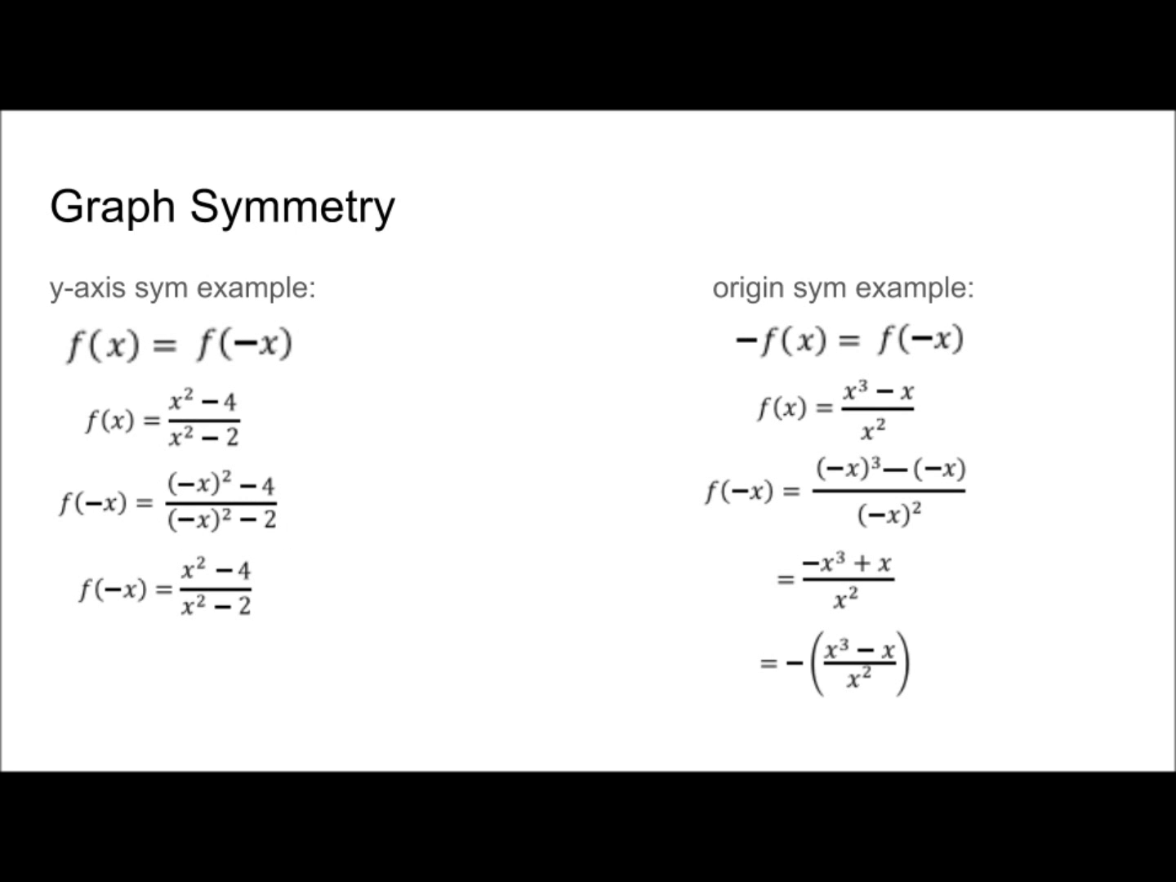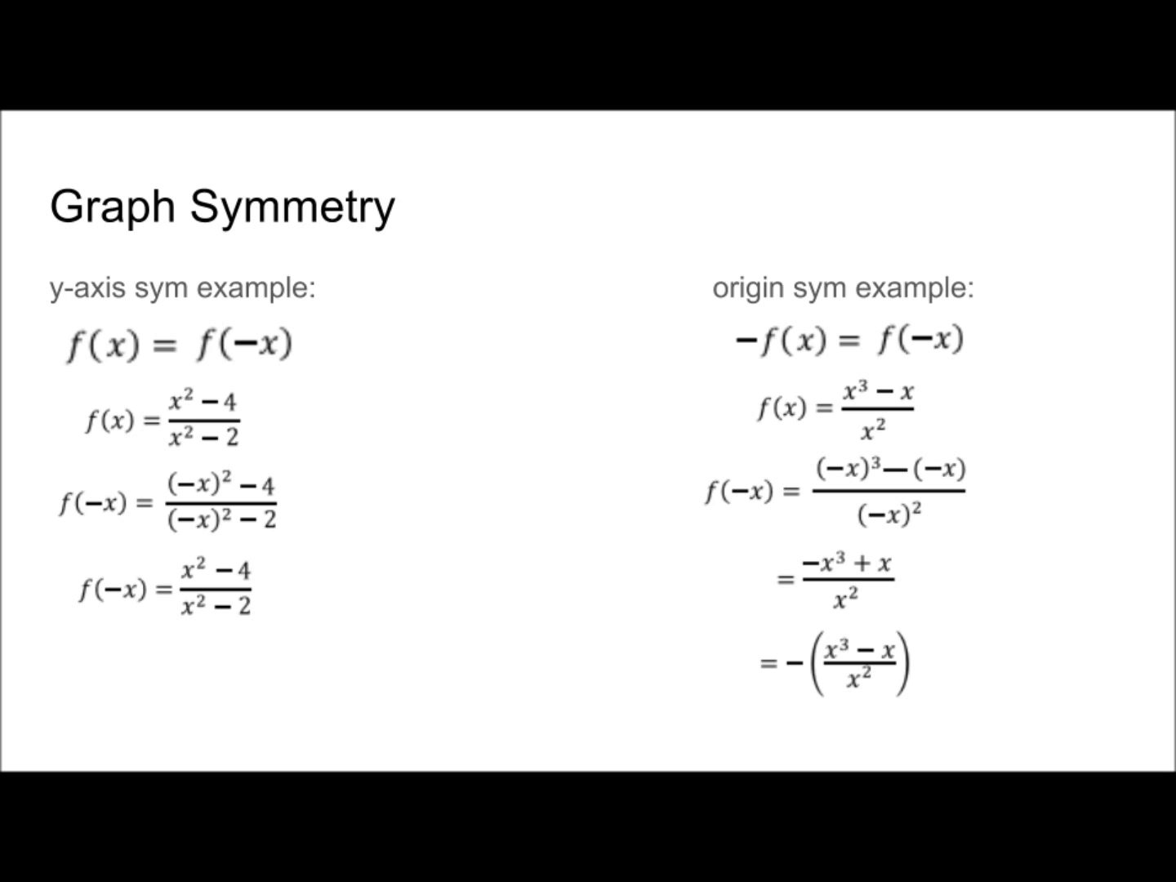For example, if the equation is f of x equals x squared minus 4 over x squared minus 2, you set x equal to negative x, so you get negative x squared minus 4 over negative x squared minus 2. And f of negative x equals x squared minus 4 over x squared minus 2. Therefore, it is y-axis symmetry because f of x and f of negative x are the same.